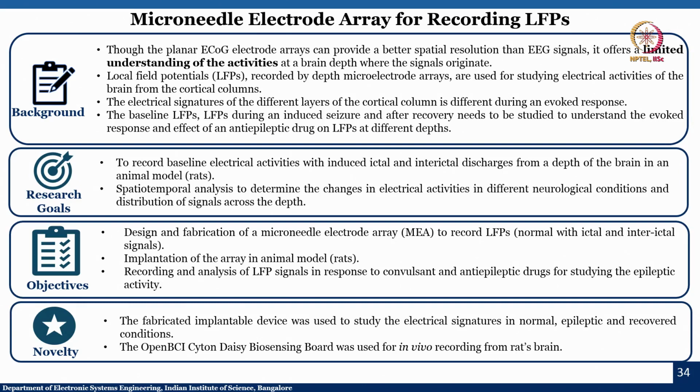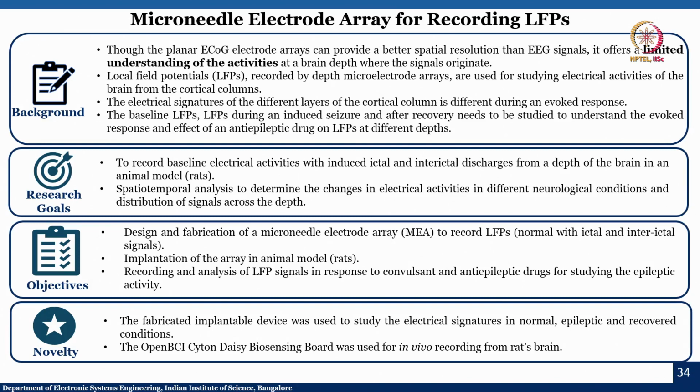The first is background. As you can see, the planar ECOG electrodes, that you can place on the surface, can provide a better spatial resolution than EEG signals. It offers a limited understanding of the activities at the brain depth where the signal originates, right, and that is very important, because you are looking at the surface and acquiring the signal. What happens deep down in the brain, we do not know, but if we have the microneedle arrays, you can place those in the depth of the brain and acquire the signals, so that you can further study those signals.